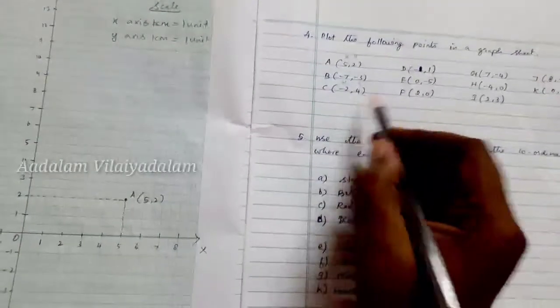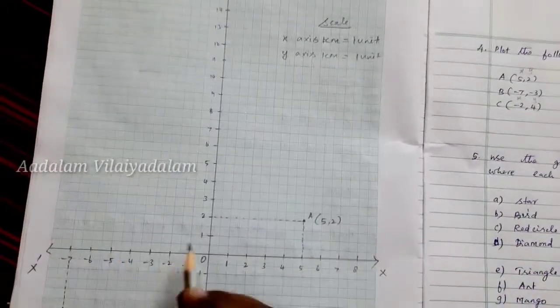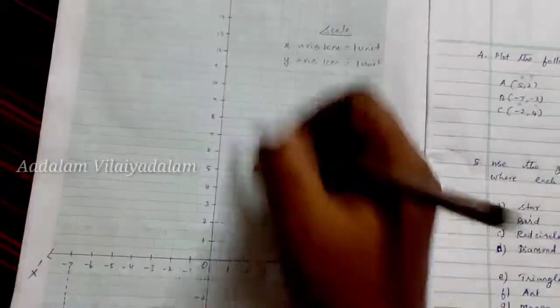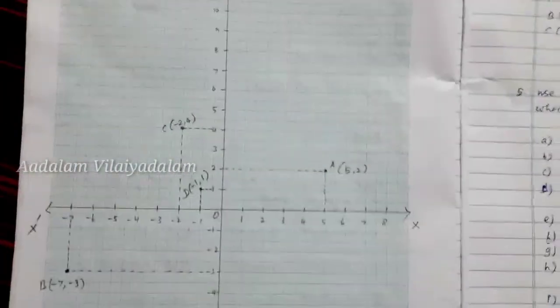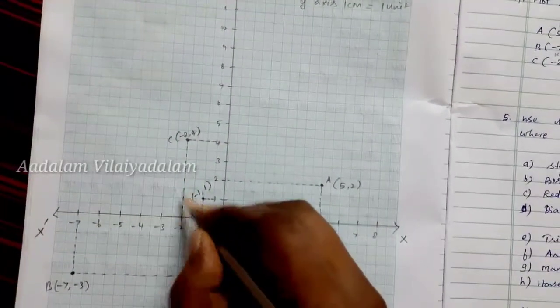Next point is -2, 4. -2 will lie on x-axis, +4 will lie on y-axis. So we will get in this quadrant. Now the point -2, 4 will lie on this second quadrant.